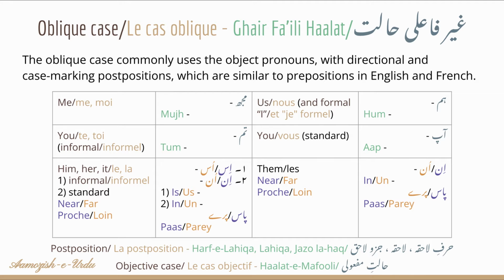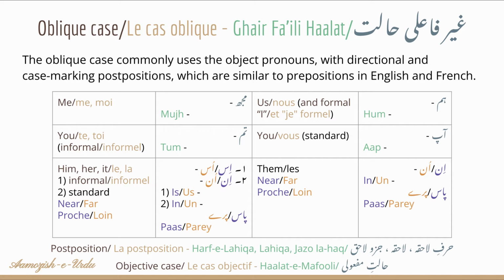The oblique case, Ghair Fa'ili Haalat. The oblique case is commonly used with the object pronouns and with directional and case marking postpositions, which are similar to prepositions in English and French.